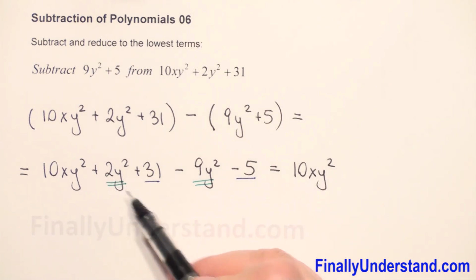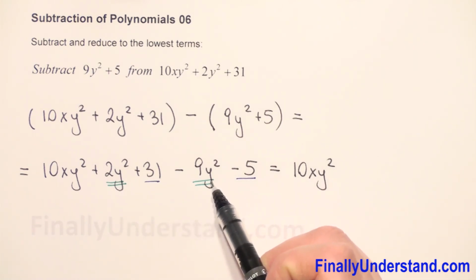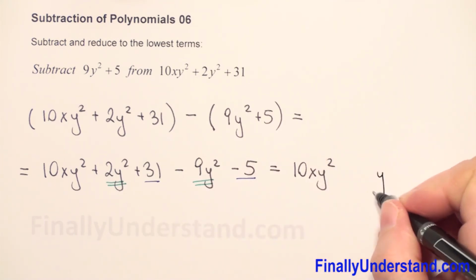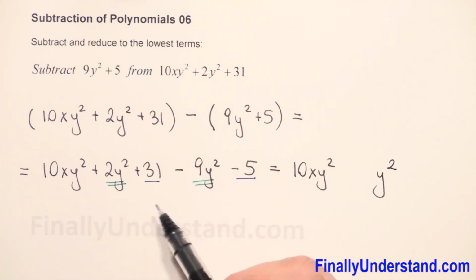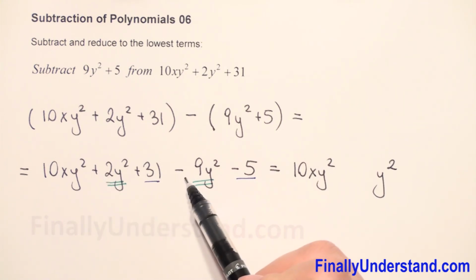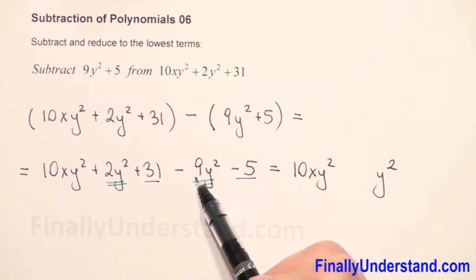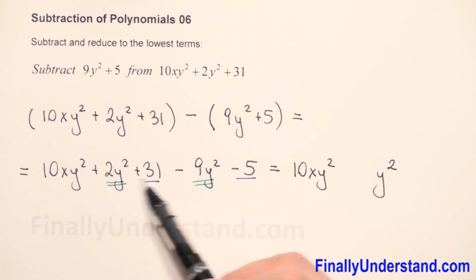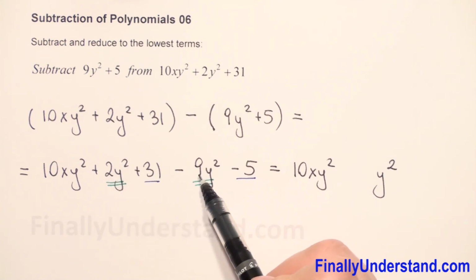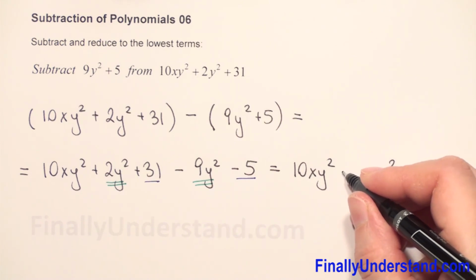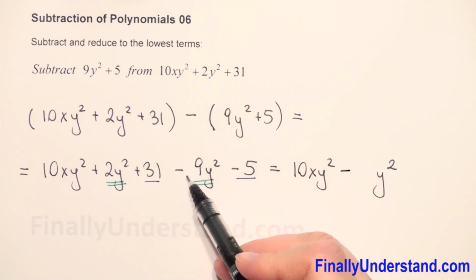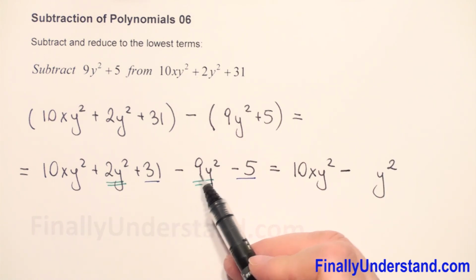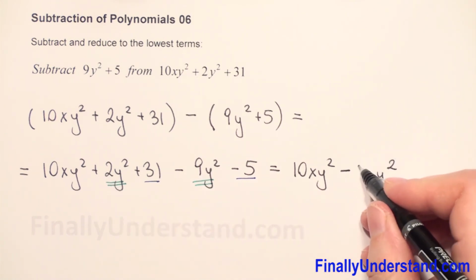We have 2y squared and negative 9y squared. So we have to copy variable y squared, and now because we have positive and negative coefficients, we have to keep the sign of the largest number. We have 2 and 9, so larger is 9. So it will be negative sign because before 9 we have negative sign. And next we have to just subtract: 9 minus 2 is 7.